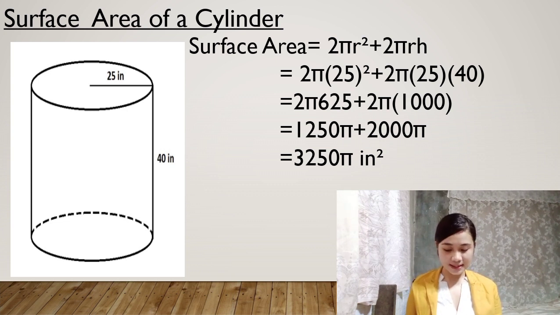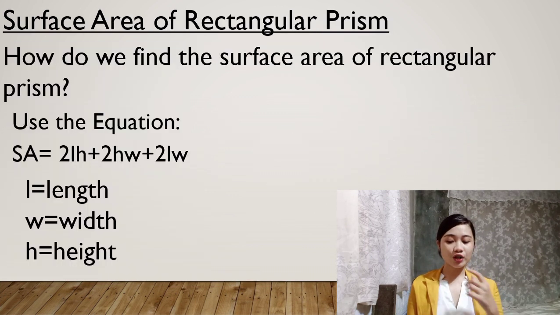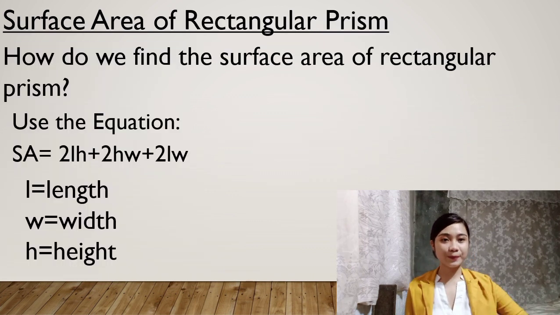1,250 plus 2,000 is equal to 3,250 pi inches squared. So, that is the surface area of a cylinder if we have the radius 25 inches and the height is 40 inches. Am I clear? Okay, so I hope you understand and I hope you learned it. Okay, so move on to the surface area of rectangular prism.